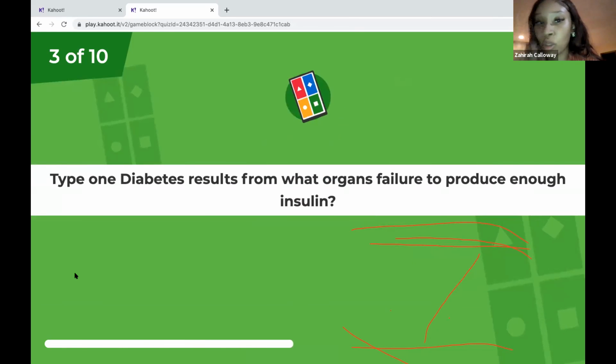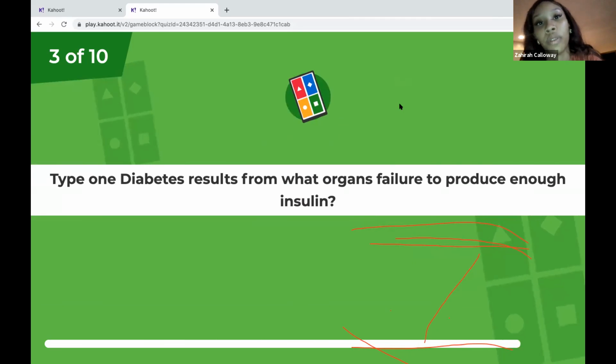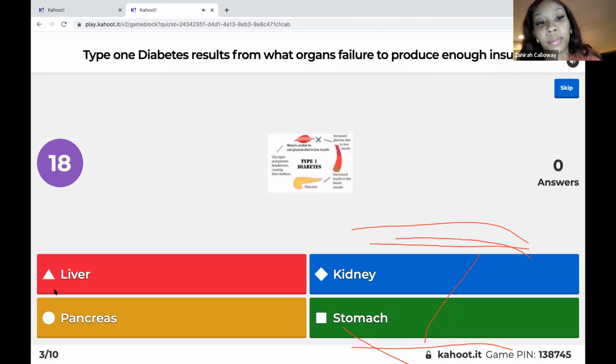Type 1 diabetes results from what organ's failure to produce enough insulin? The liver, the kidney, the pancreas, or the stomach?